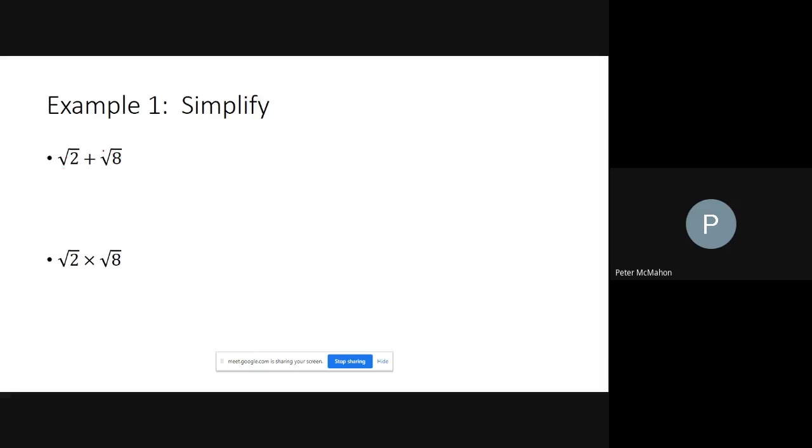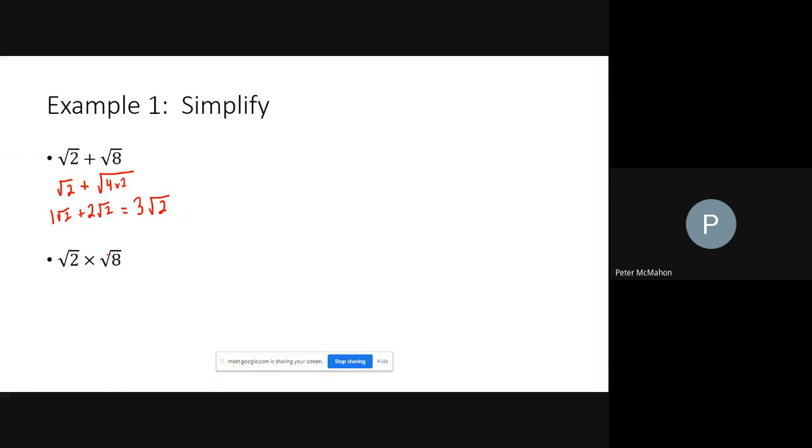If we have root 2 plus root 8, we're not allowed to add these two radicals the way they're written right now. If it's an addition or a subtraction like that, you're not allowed to just say this is equal to root 10, for example. You can't just go 2 plus 8 is 10. But we know that root 8 is the same thing as root of 4 times 2, and that the square root of 4 is 2, so root 8 is 2 root 2. So this is 1 root 2 plus 2 root 2, which is 3 root 2. So we're allowed to do this. This is a review from our last lesson.